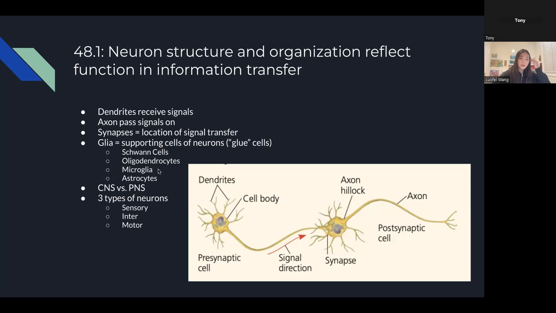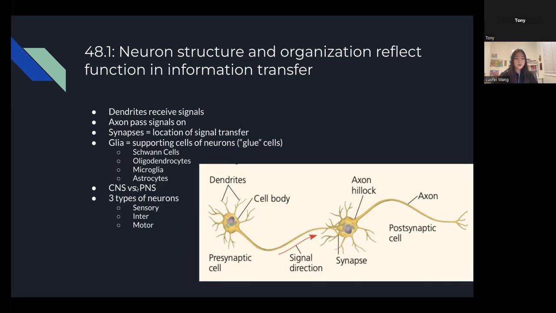In the nervous system, there is the central nervous system, which is the CNS, and the peripheral nervous system, which is the PNS. The central nervous system consists of the brain and the spinal cord. That's where a lot of information integration goes on. The peripheral nervous system consists of all the other nerves that connect the CNS with the rest of the body. The PNS also carries sensory and motor information to and from the CNS.